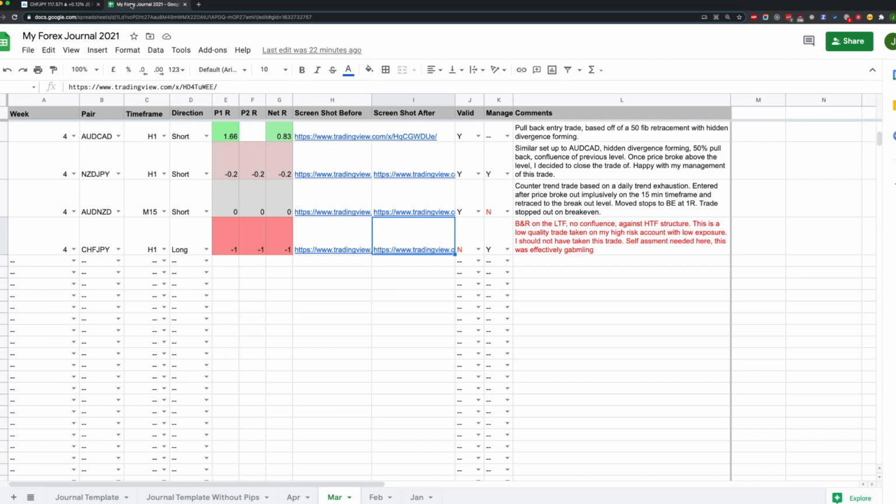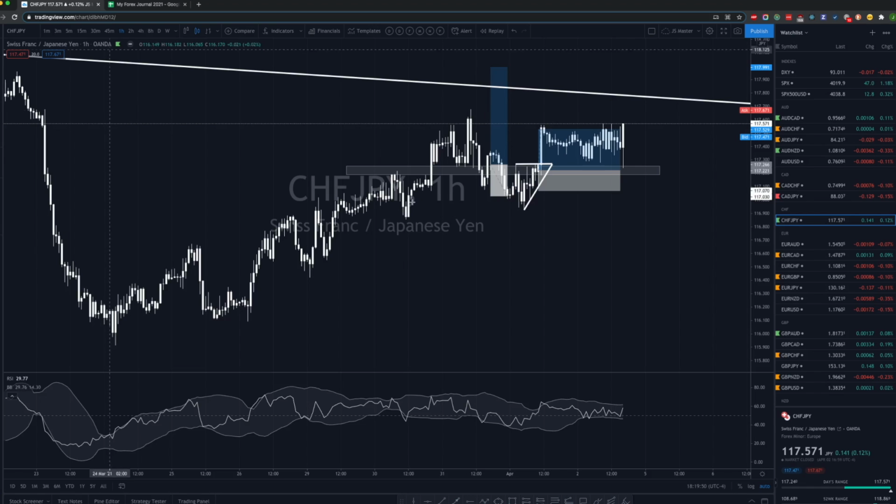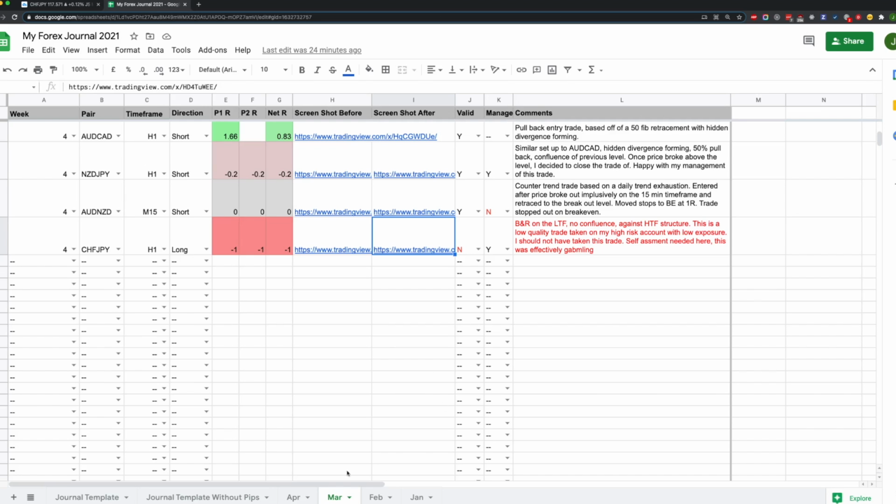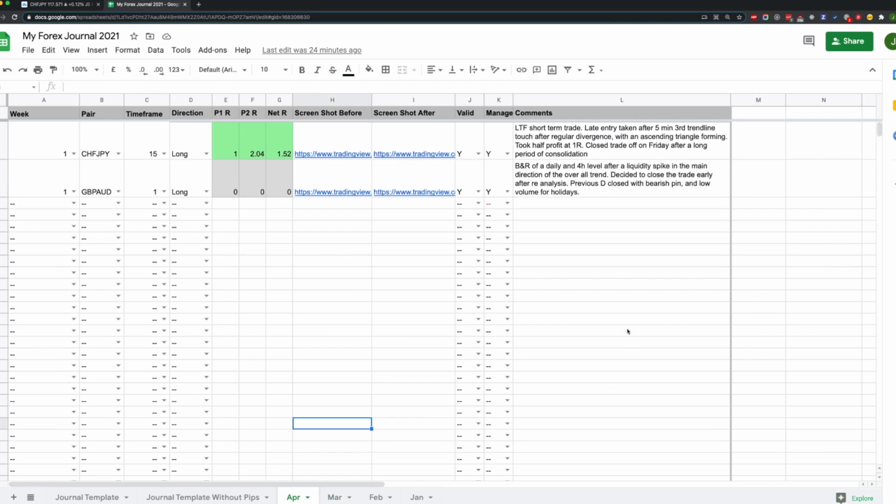All right. So there's another trade I took on Chef JPY. Since we're on this chart, I'll just talk you through it. But before I do, I'll just jump to my journal. So this was this trade here. It was Chef JPY, taken on the 15-minute time frame. It was a long position. This worked out to be an okay trade.